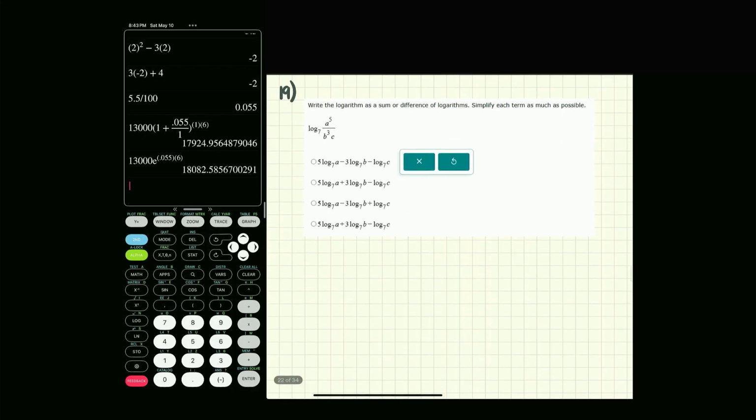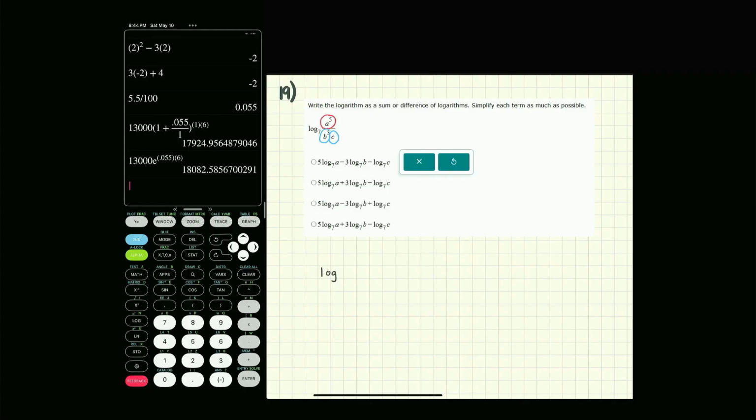Okay, number 19, we're on to logarithms, and we're asked to split this logarithm apart and write it as a sum or difference of logarithms. So we're going to have multiple logs using addition and subtraction. Well, remember, each term gets its own log, so let me just circle my terms here. In my numerator, I've got this term, and in my denominator, I've got b cubed and a c. So I've got 2 terms in my denominator. So I'm going to have 3 logs.